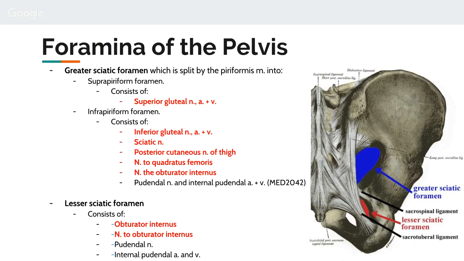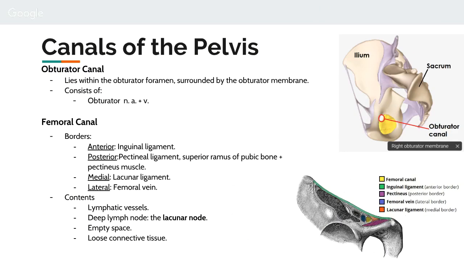Okay. Nothing else of importance here, I don't think. So we'll move on. Obturator canal, heard of it? Yeah, pretty important. You know the borders, inguinal, pectineal. There's not really any exam questions that can come out of here, apart from the contents maybe.